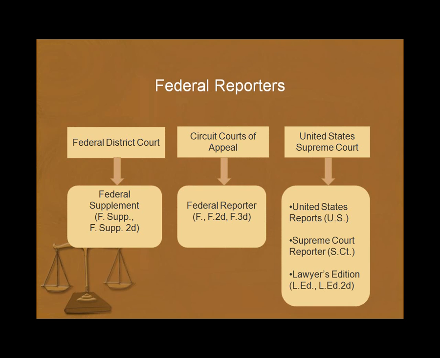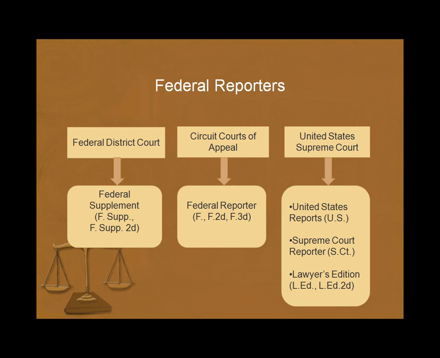The decisions from the Federal Circuit Courts of Appeal are published in the Federal Reporter, and those are abbreviated F2d and F3d. The United States Supreme Court decisions are published in 3 different sets: the United States Reports, which is abbreviated U.S.; the Supreme Court Reporter, which is abbreviated S. Ct.; and then the Lawyers' Edition, L. Ed.